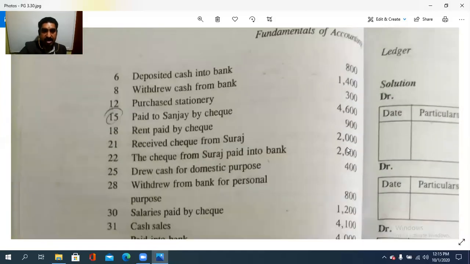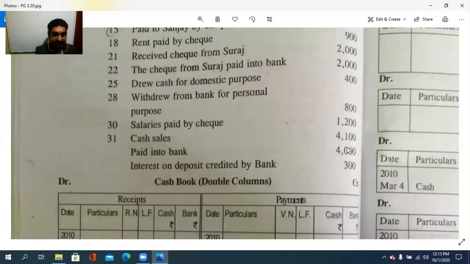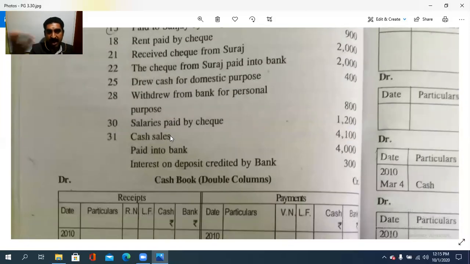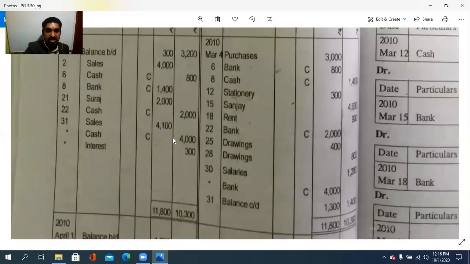And then finally cash sale, cash account debtor to sales. So on the debit side, the receipt side, to sales 4,100, and then paid into bank 4,000. So another contra entry. Wherever paid into bank, wherever withdrawal from bank, that is a contra entry that you need to understand. So 4,000 paid into bank. So bank account debtor to cash, in the bank column to cash and by bank in the cash column. See, 4,000. How is it to be? To cash in the bank column and by bank in the cash column.